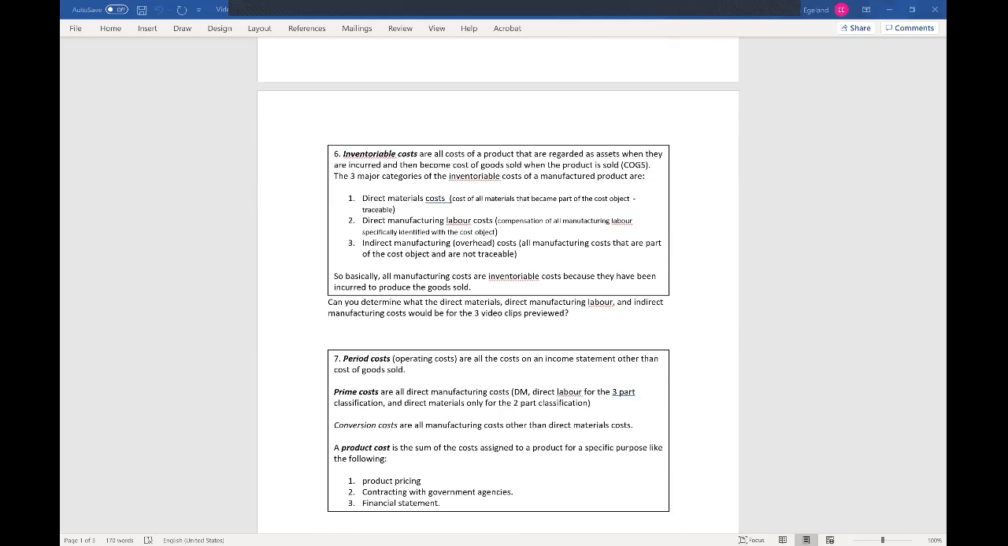Now, when we talk about inventoriable or period costs, again, know that period costs are for administration only. Inventoriable costs are for the manufacturing process. So they're inventoried, they land on the balance sheet, okay? It's an asset, and I convert the asset into something for sale in manufacturing.